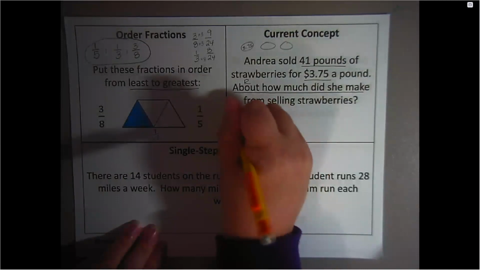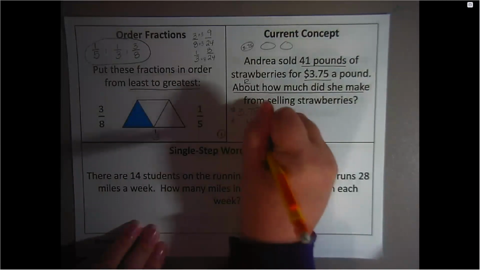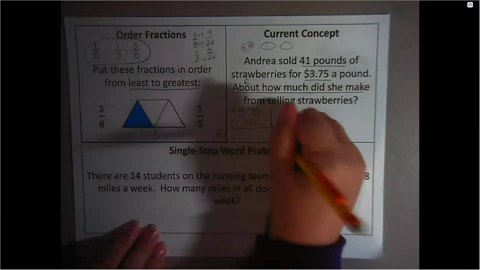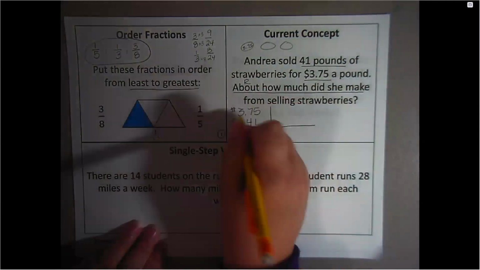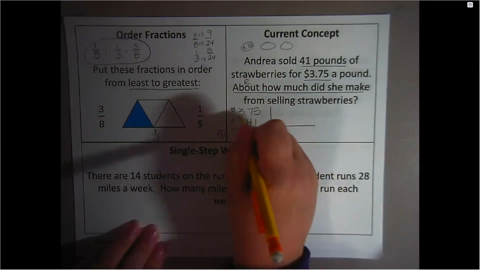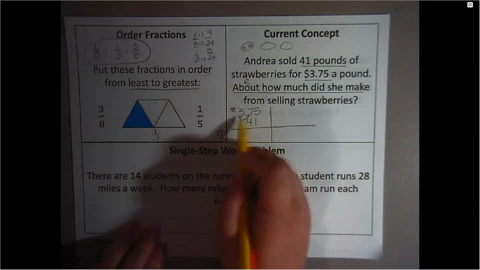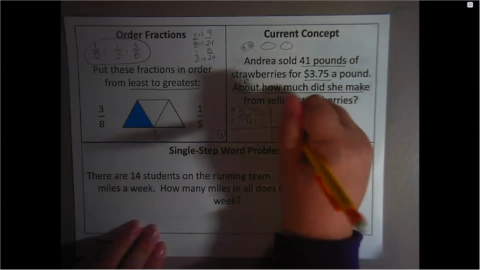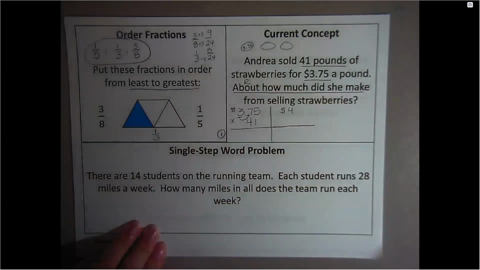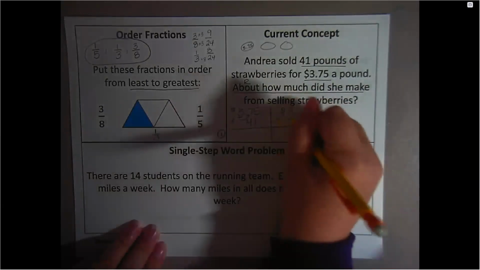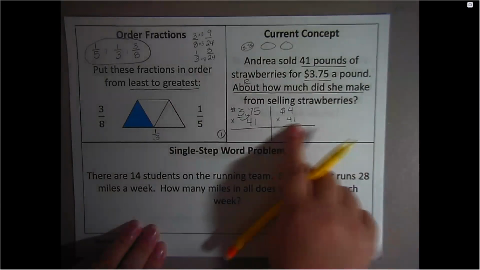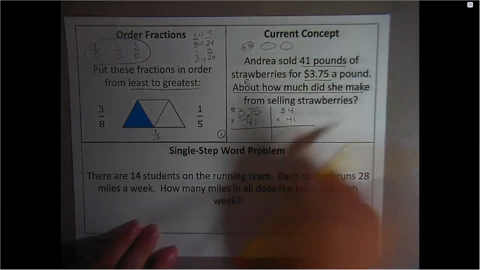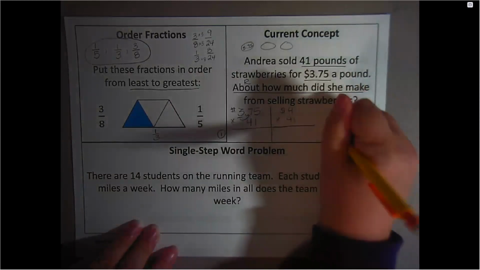So $3.75 times 41. Now, we don't want the real answer. We want an estimate. So we're going to round to the nearest dollar. And the 7 tells my 3 to round up to $4. And I'm going to times that by 41. So I'm going to come over here and change it up because this is not how we would write a proper multiplication problem. We would put 41 times 4.